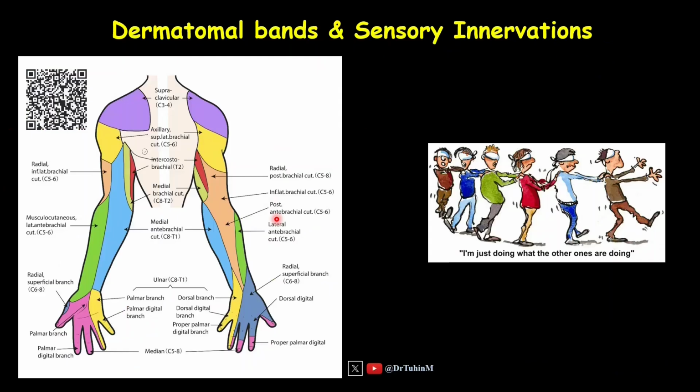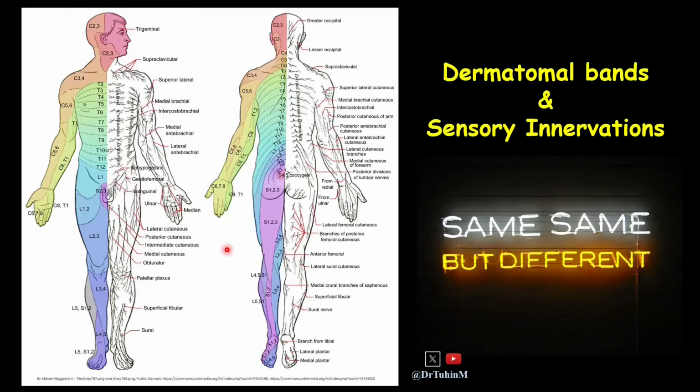Are you still relying on these dermatomal bands to understand the sensory distribution? These bands don't represent the complete picture. Dermatomes are the areas of the skin innervated by a single spinal nerve, whereas the cutaneous innervation refers to the specific skin regions supplied by individual cutaneous nerves, that is, branches of the peripheral nerves. It comes from the nerves in the vicinity.